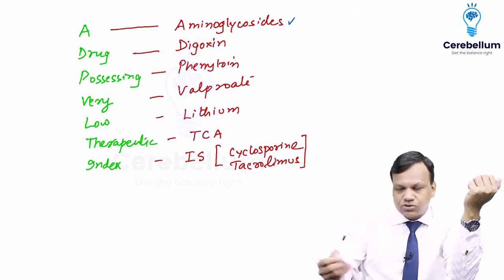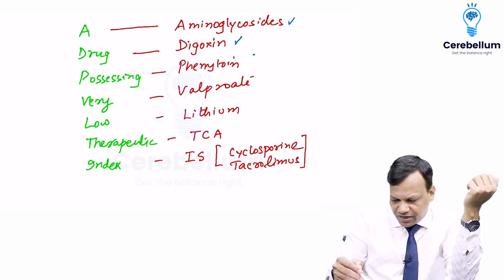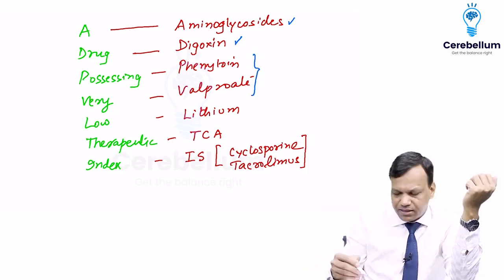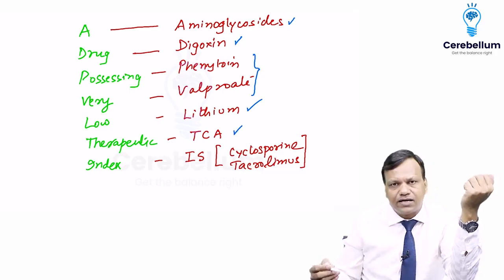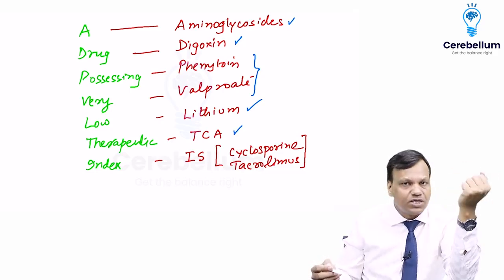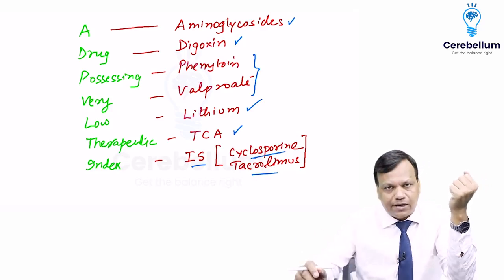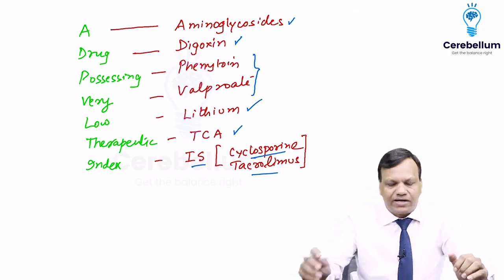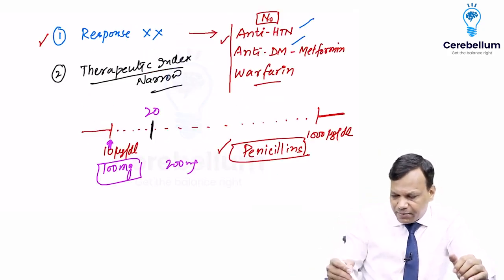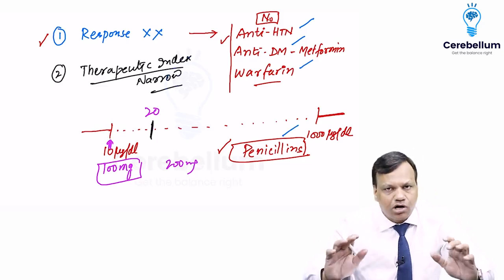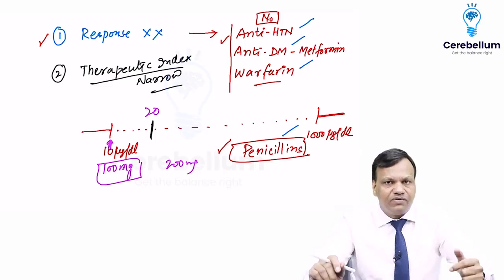So aminoglycosides, which are antibiotics, digoxin, which is used in congestive heart failure, phenytoin and valproate are anti-epileptic drugs, lithium used for bipolar disorder, tricyclic antidepressants like imipramine, they are used in depression, and immunosuppressants like cyclosporin and tacrolimus, they require therapeutic drug monitoring. But drugs like antihypertensives, antidiabetics, warfarin, penicillins, they do not require TDM. So this is the second criterion where we will do TDM.